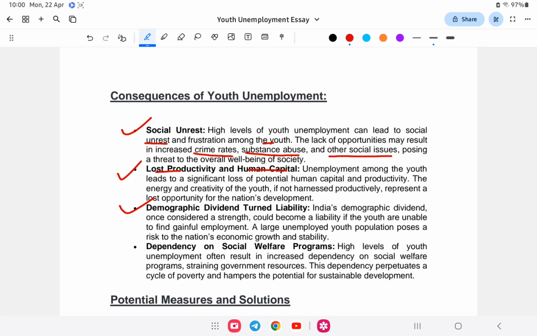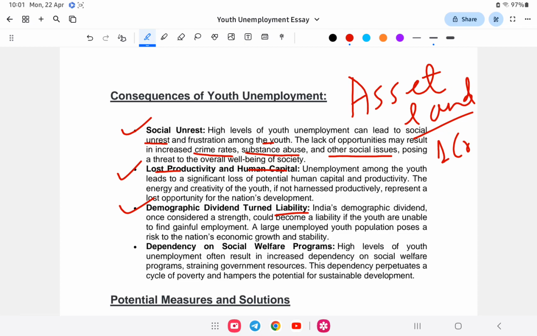Because unemployment does not let them unleash their full potential, the youth become a liability. Asset or liability: for example, say you own a piece of land. As time goes by, suppose you bought it for 1 crore, after 10 years it will be 5 crore, so its value increases. So this is an asset.